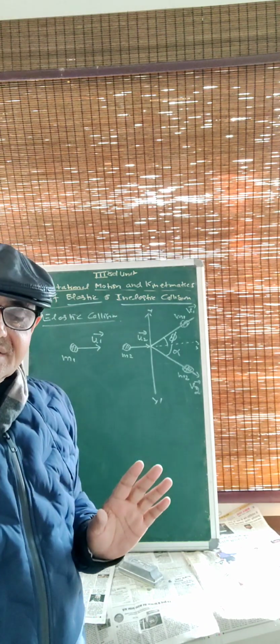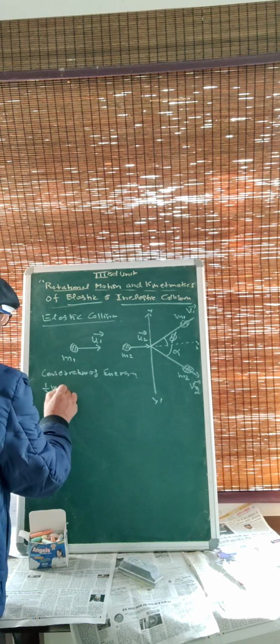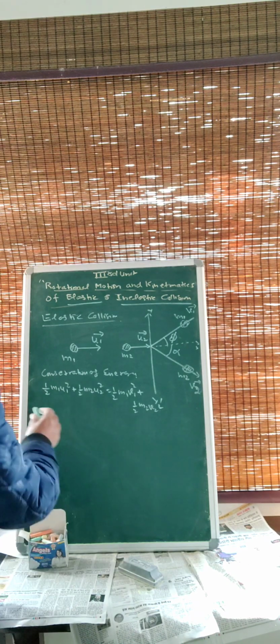Now in elastic collision, what I said is that the kinetic energy and momentum remain conserved. So in this case, if I write the equation of the law of conservation of energy applied to this diagram, we can write half m1 u1 square plus half m2 u2 square is equal to half m1 v1 square plus half m2 v2 square. This is the law of conservation of energy. Then this equation must hold good as far as the elastic collision is concerned. Number one. And number two, conservation of momentum.